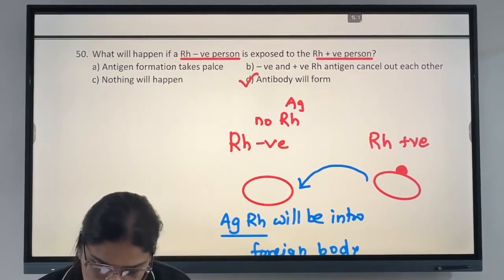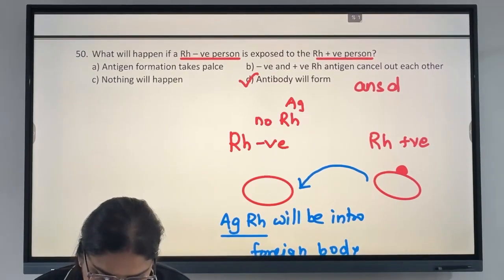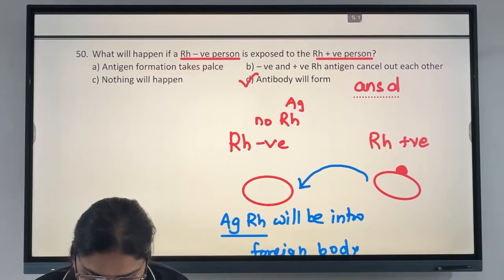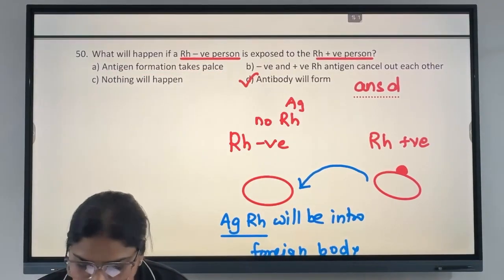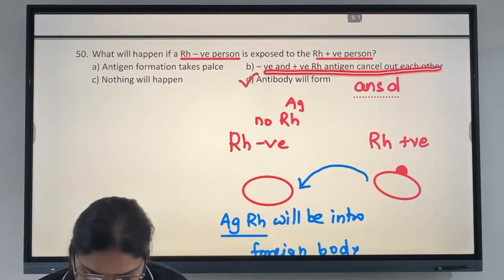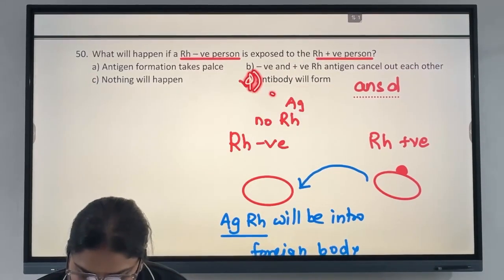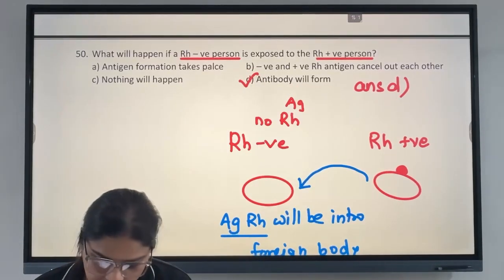Antibody will form. Nevertheless, we should look at other options as well. Option A says antigen formation takes place. No, antigen formation would not take place. B says positive and negative Rh antigen cancel each other out. There is no such cancellation. C, nothing will happen. And D, antibody will form. So we have already arrived at the answer D.